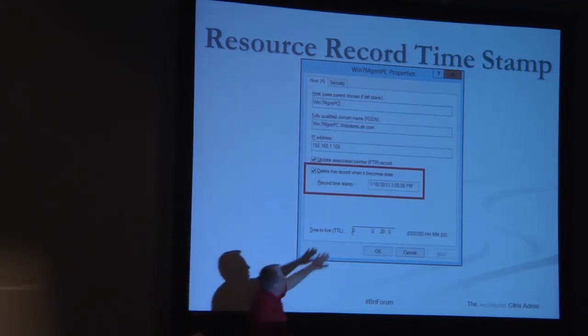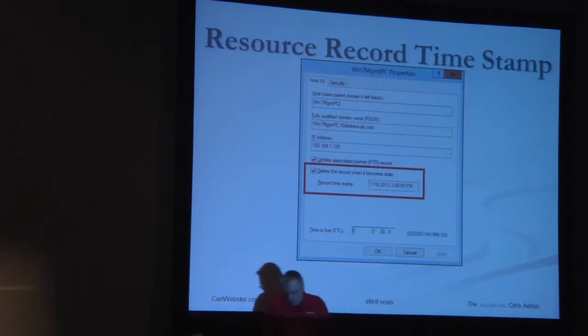Now this time here, the 3 p.m., it always rounds down to the hour. So if this record had been created at 3:59:59, it would only show as 3 p.m. It always rounds down.